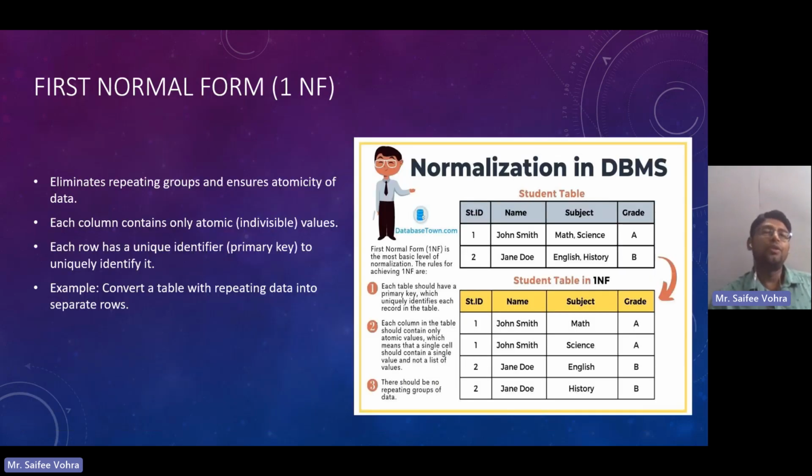So what is the rule for the first normal form? The rule says that there should be no repeating groups and each cell should contain an atomic, meaning indivisible, value. Consider this table. We have two repeating groups in the subject column. So for that, we need to create a separate row for each repeating value. This is the example of a first normal form.